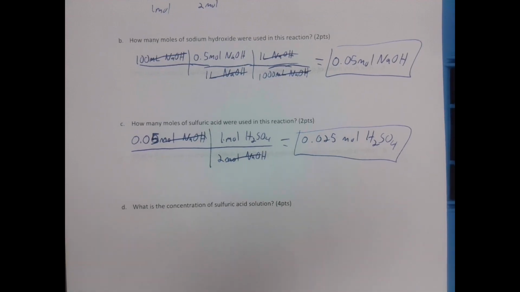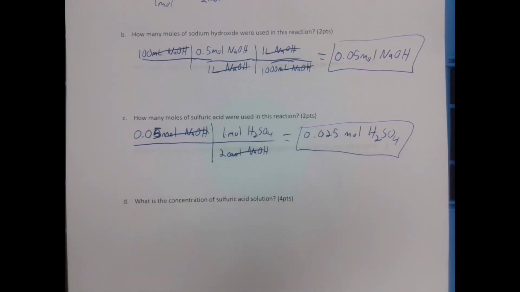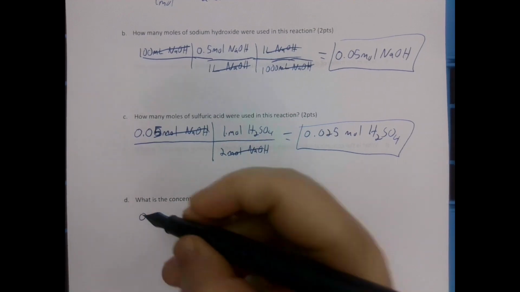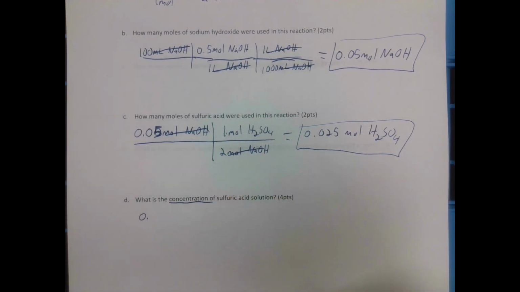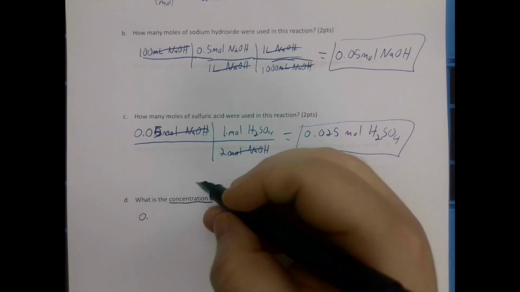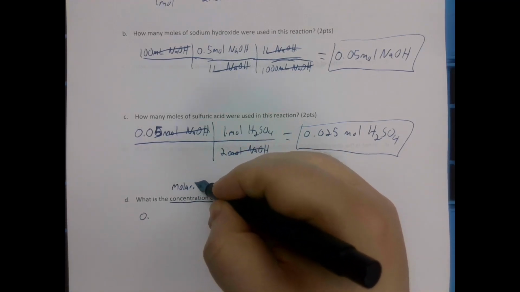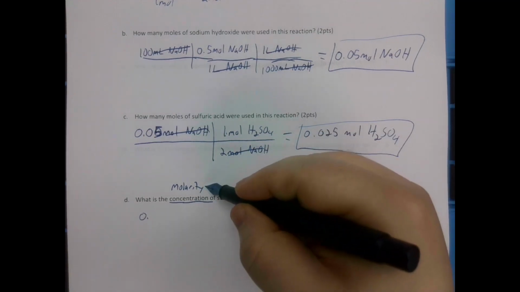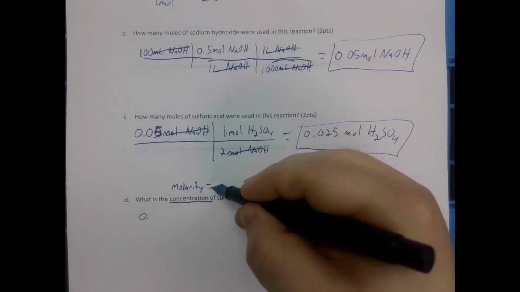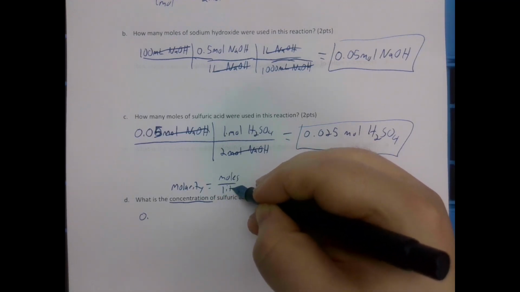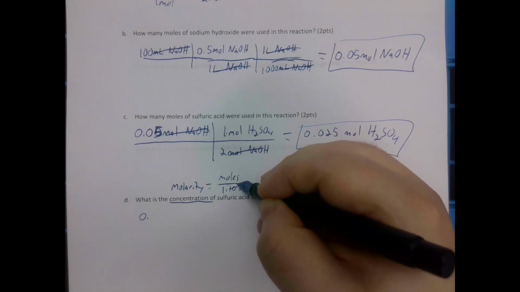So what is the concentration of the sulfuric acid solution? So you take your number of moles of acid. That's what concentration is. Concentration is going to be in molarity. It's the easiest to do. That's the only one you can do for this problem, and that's number of moles per liter. So it's in moles per liter.